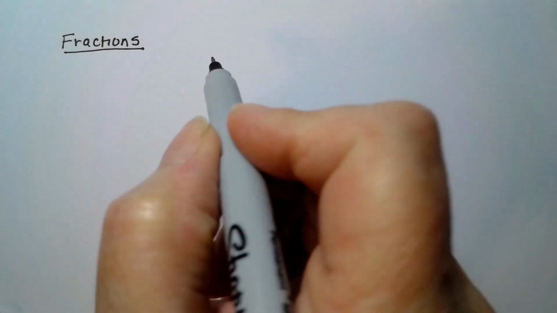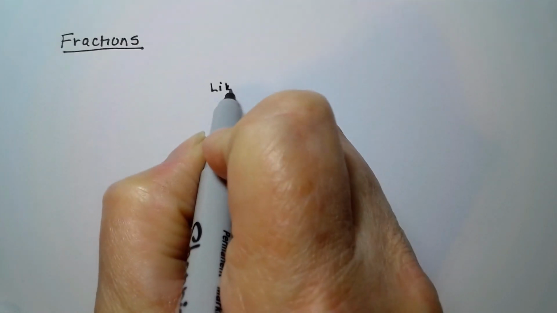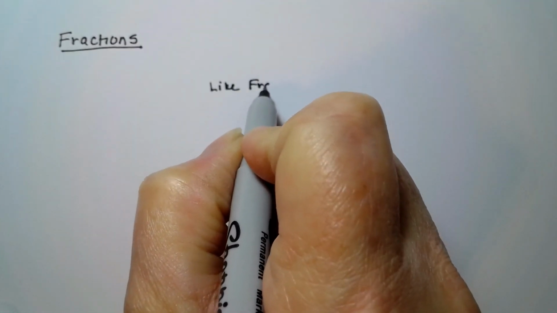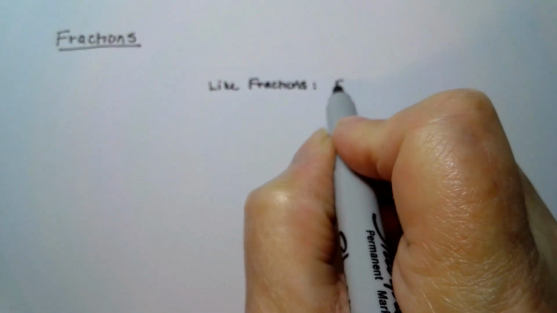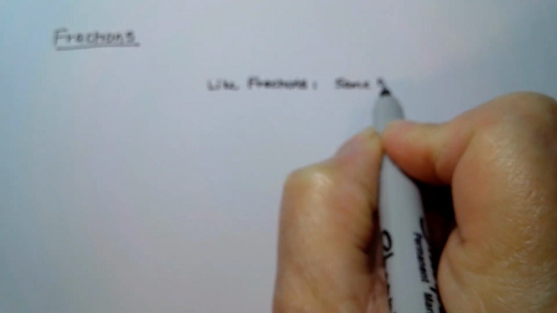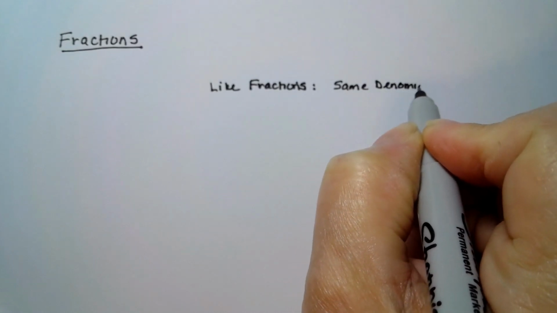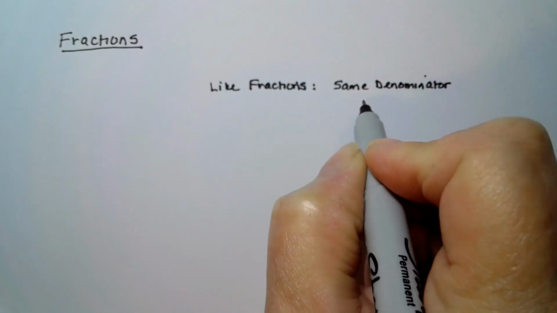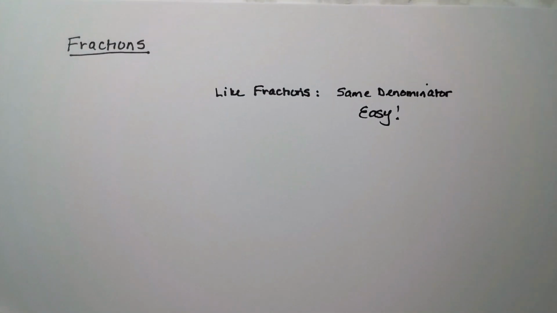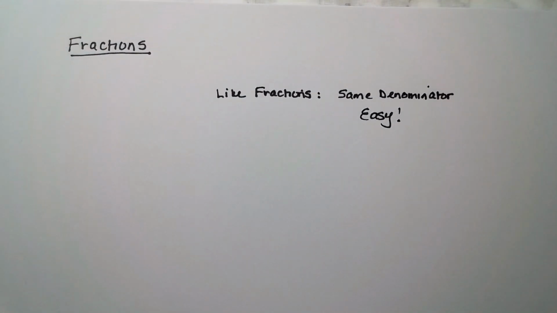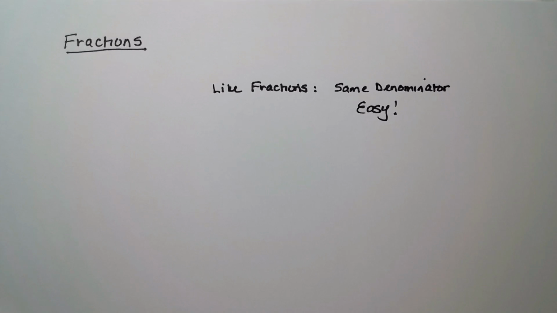Okay, so the first thing is we have like fractions, okay? And like fractions have the same denominator, okay? They have the same denominator. And what that means is they're easy. Okay? Why are they easy? Because if the fractions have the same denominators, then you can just add or subtract the tops, okay, the numerators.